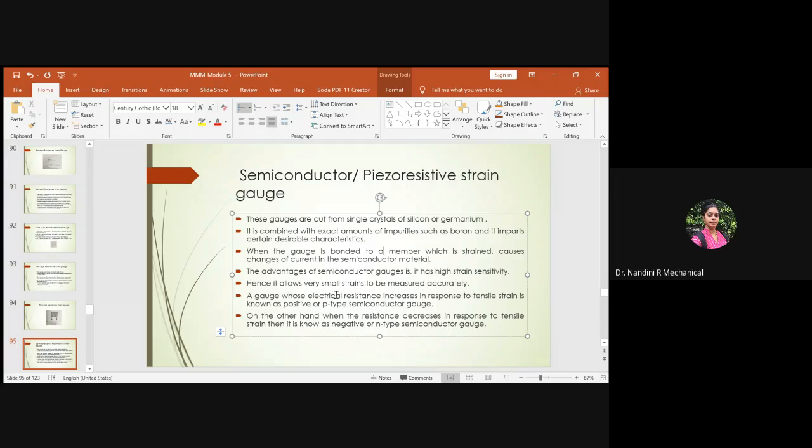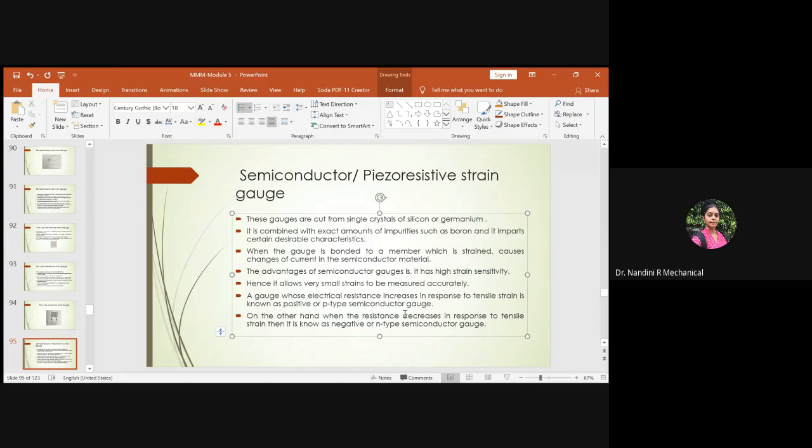So a gauge whose electrical resistance increases in response to tensile strain is called a p-type semiconductor. So what do you mean by this? You will be having a semiconductor gauge. It could be either a p-type or an n-type. If the semiconductor gauge is providing a good response to tensile strain, then it is a positive type of semiconductor gauge, which we call in short a p-type semiconductor.